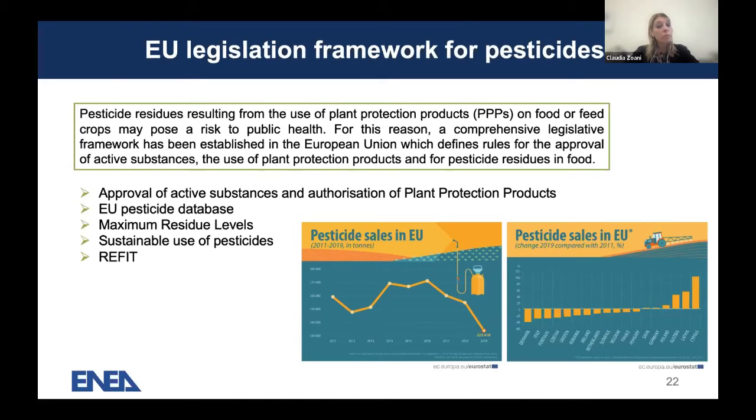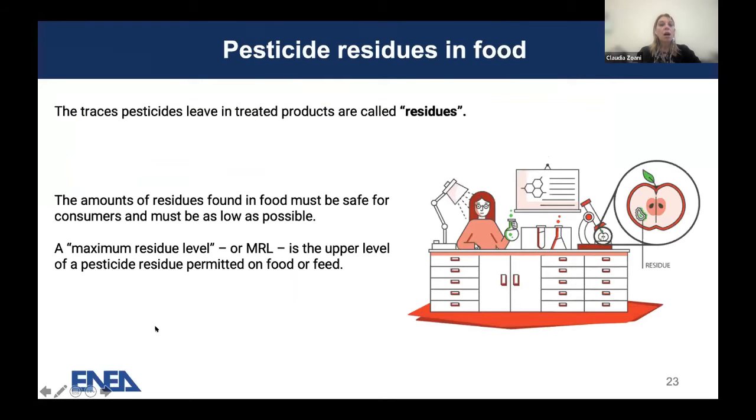We have the EU pesticide database. They are established maximum residue levels, and then the legislation defines some aspects that are related to sustainable use of pesticides, and there are actions ongoing for the so-called REFIT, which is the reevaluation of the current legislation framework.